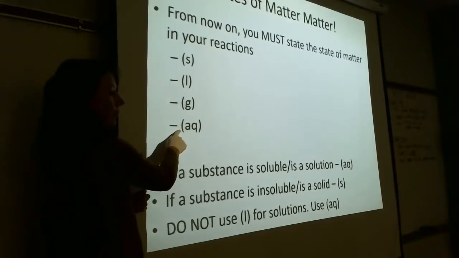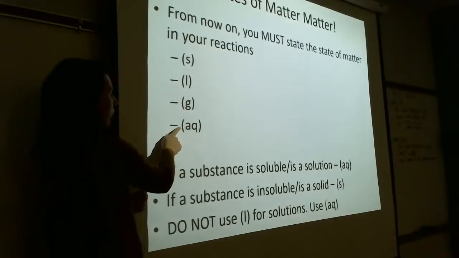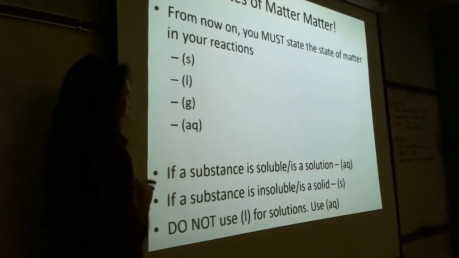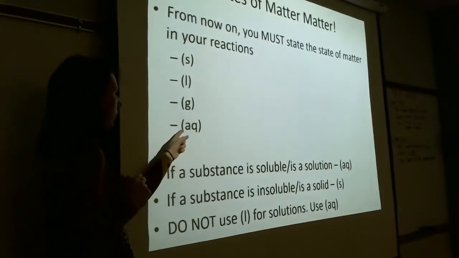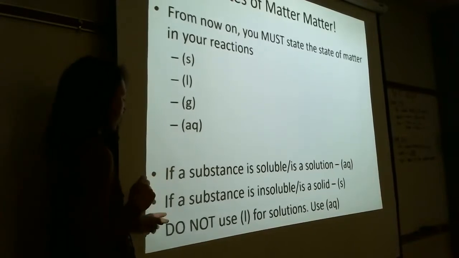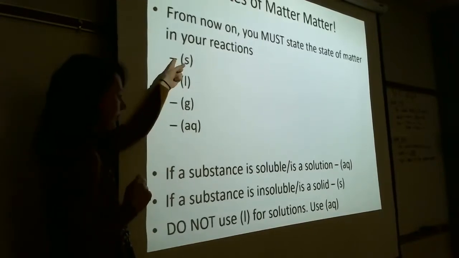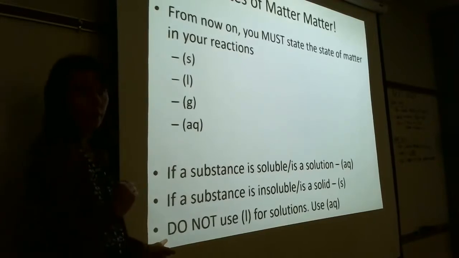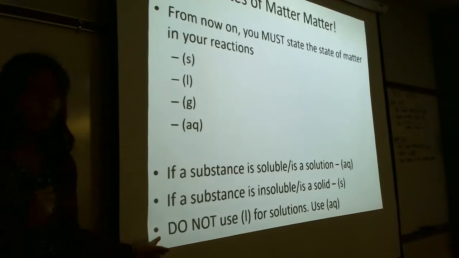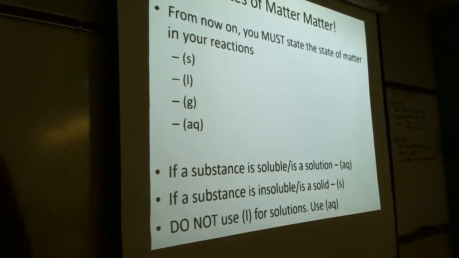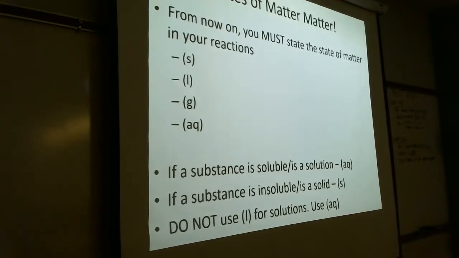AQ would be KBr AQ. Okay, so if you've got a solution, it's AQ. So again, if something is soluble, if it exists as a solution, we put AQ. If something is a precipitate, we use S, and we do not use L for a solution. We only use L if we have a pure liquid, not if we have a solution. Does everyone understand the difference between these subscripts? Which one to use when?